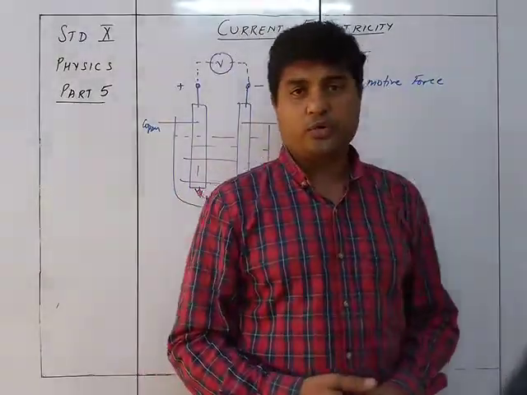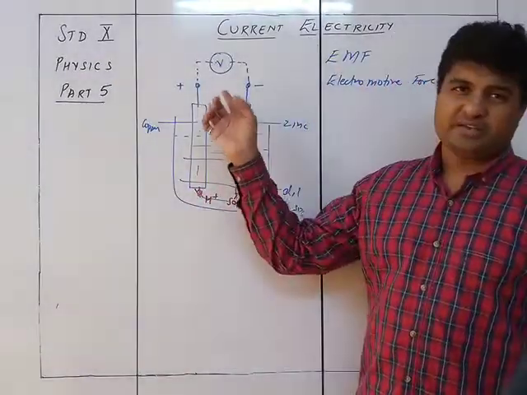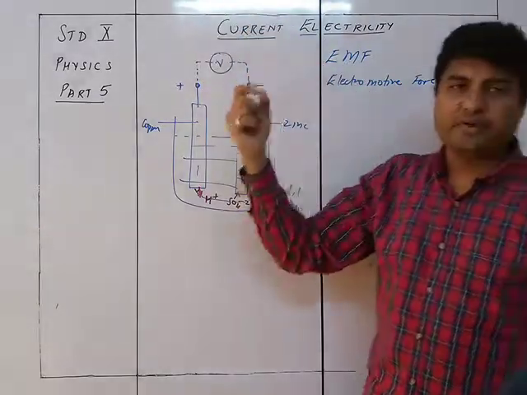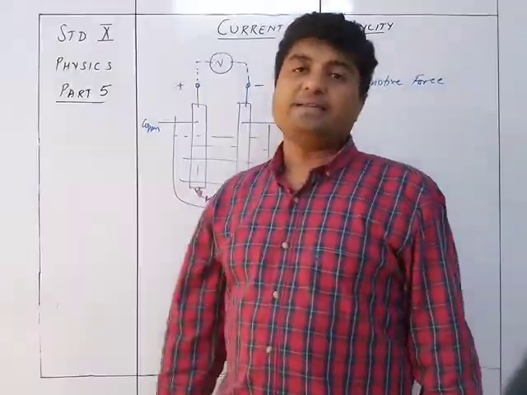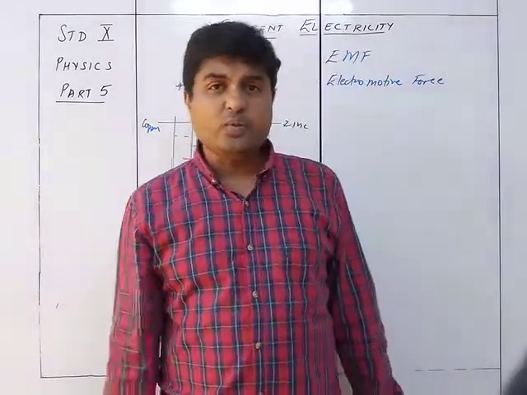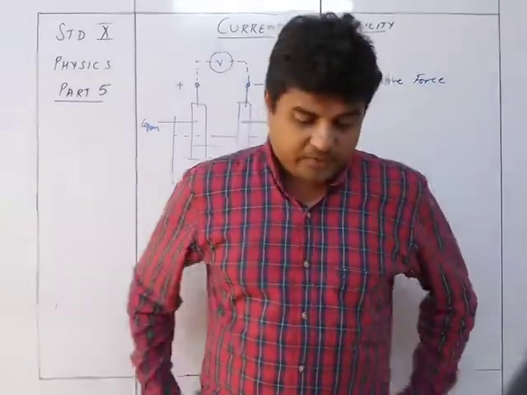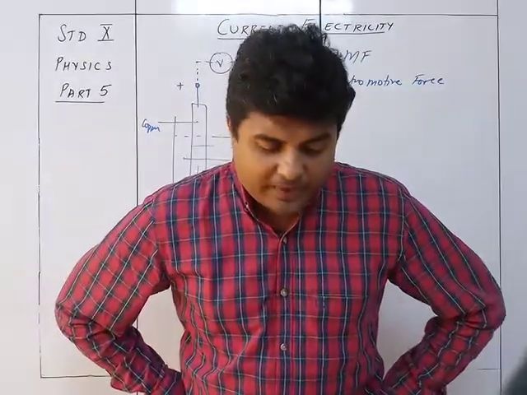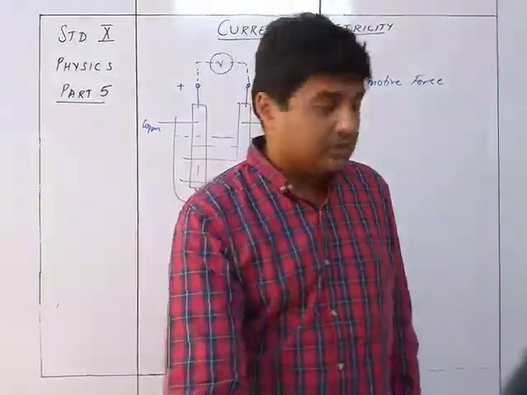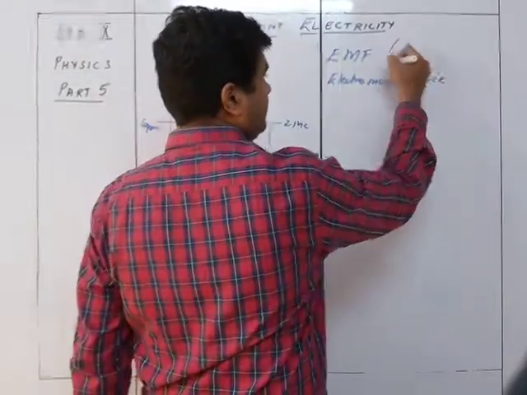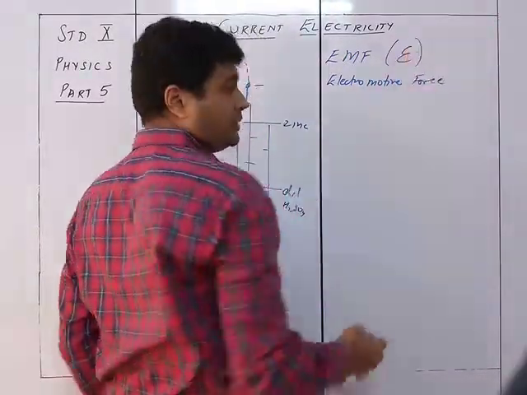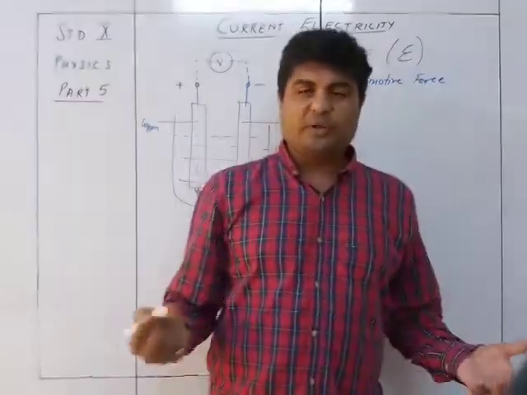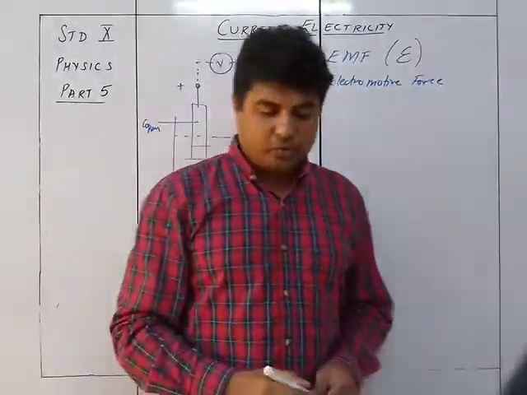So that's what I told you. When no current is drawn from the cell, whatever is the potential difference between the positive and the negative terminals of the battery is called the electromotive force of that cell. The EMF of a cell is generally denoted by the symbol epsilon. So EMF is given by the symbol epsilon. Its unit is volts, of course, because it's a potential difference.